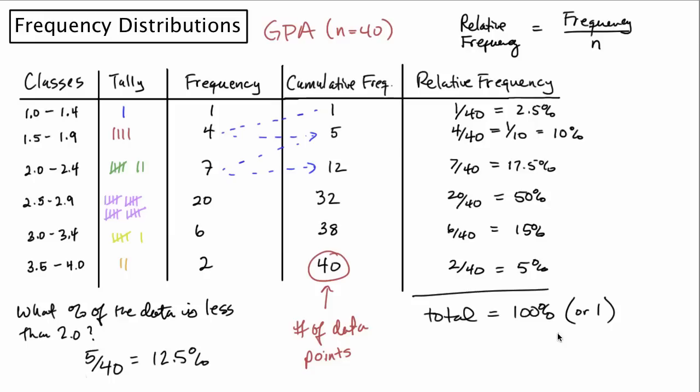Really what this does is it gives us a percentage breakdown for each of the classes, and it's an important way to look at how data is distributed. And we'll talk, once again, like I said, more about cumulative frequency and relative frequency a little bit later in the semester when we do distributions.